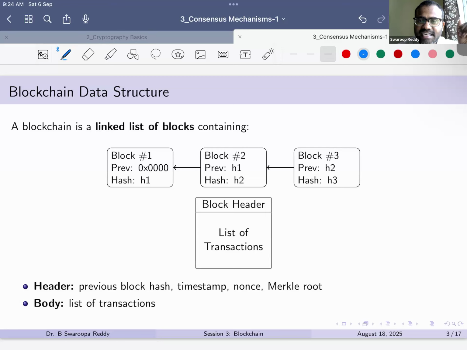As for the list of transactions, you have already seen there are different types of transaction models: we have the account model, and also the UTXO model. In the UTXO model, we will have inputs and outputs. We will see how that works in the next session.